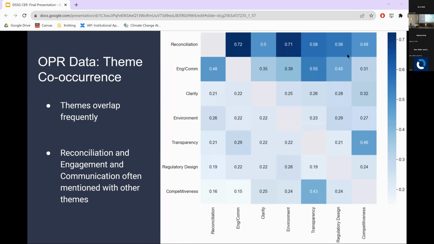So not only do we have multiple themes per answer, but we can see that a lot of the themes that were very frequent coincided. And so we're seeing a lot of intersectionality there between our ideas, and that kind of complicated the way that we try to model these individual themes and predict them.